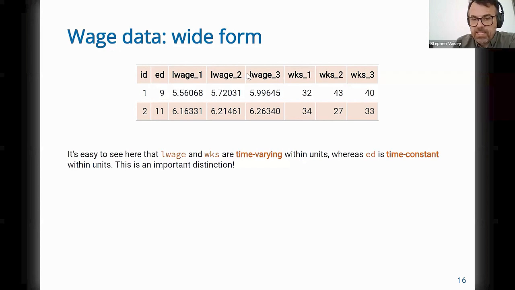And you can see now that time is encoded in the variable names. So here's your log wage at time 1. Here's your log wage at time 2. Here's your log wage at time 3. Here's your weeks worked at time 1. Here's your weeks worked at time 2. Here's your weeks worked at time 3. See what I mean? So this is wide form. And so it's easier to see in this format that education is time constant because it doesn't have a suffix. And as you'll see later, that's going to be an important distinction.